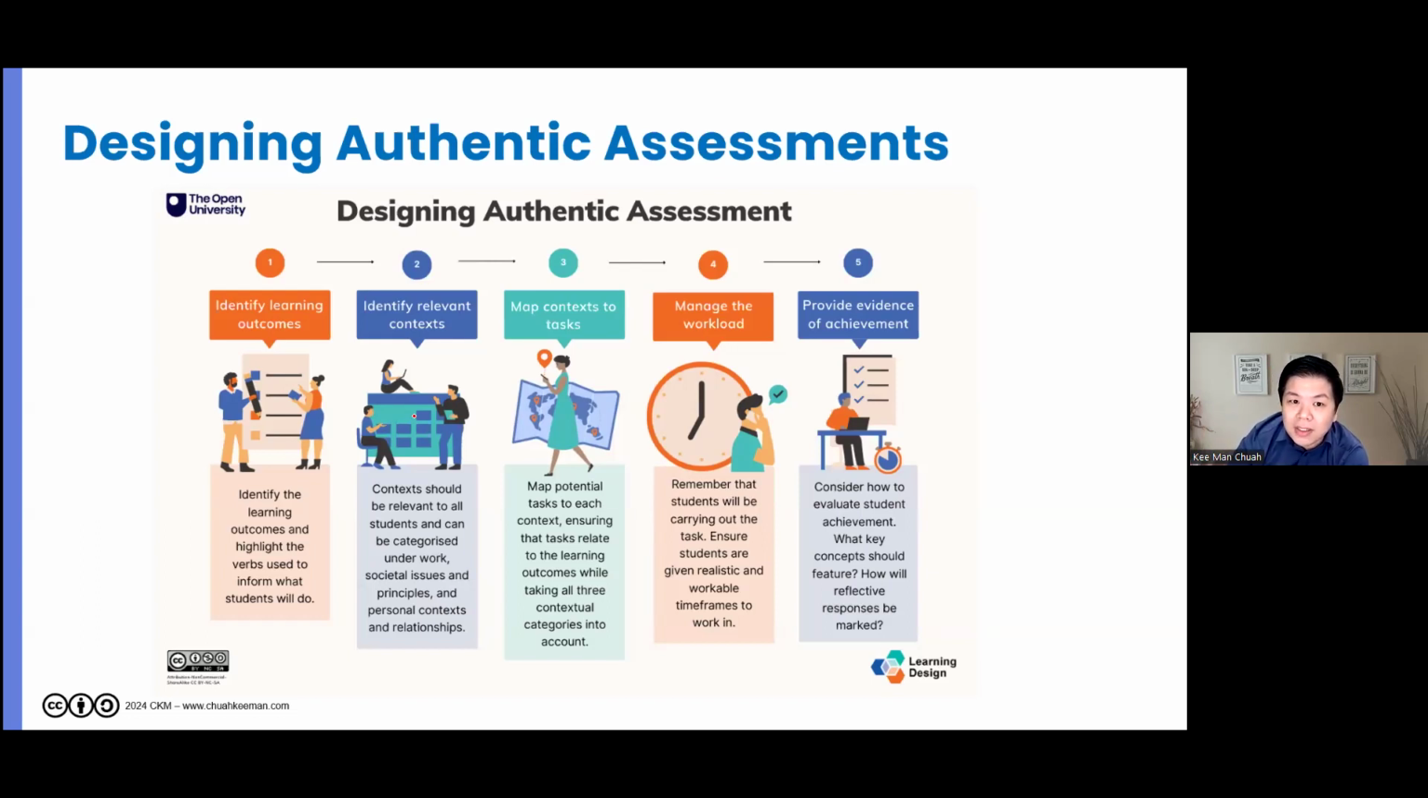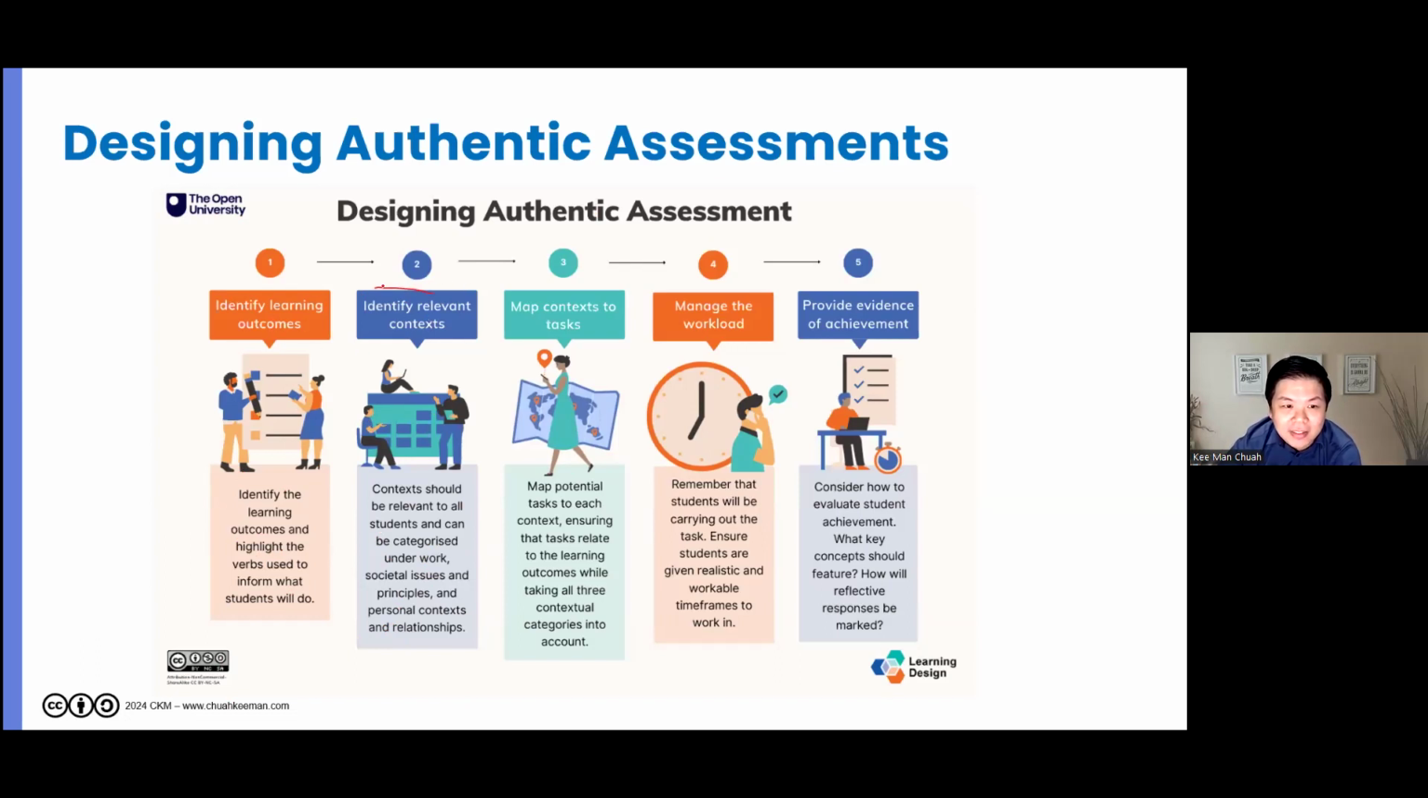So in order to design authentic assessment, I've shared many steps, but essentially I find the one by Open University UK is the easiest one to follow, all right? And then they share this openly, so you can reuse this. Of course, I think we have been bombarded by MQA on all this alignment thingy. So you need to make sure that you identify the learning outcome.